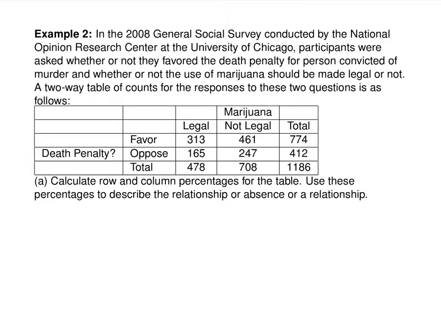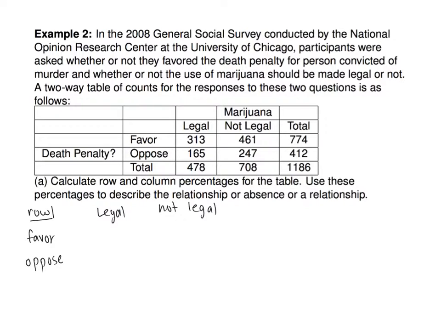I don't know. I mean, so this was also done a while ago, well, 8 years ago, so maybe stuff has changed. But let's first find column and row percentages to see if there appear to be differences between the groups. Does that make sense? So first we'll do row. We have the favor, you have to write a little small, I'm sorry about this, oppose, legal, not legal.